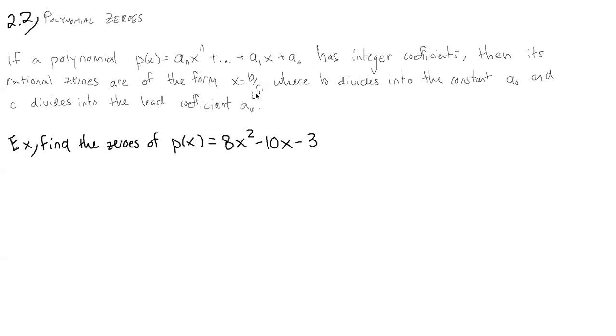So just as with the monic polynomials, the top is going to divide the constant term, that a naught in my polynomial, and the bottom, the denominator, is actually going to divide the lead coefficient, so that a n. This is completely consistent with the first part of the theorem, because if that a n is 1, if the polynomial is monic, then the only number that goes into 1 is 1. So that c on the bottom is actually just 1.